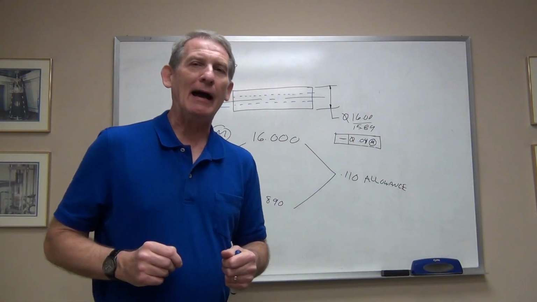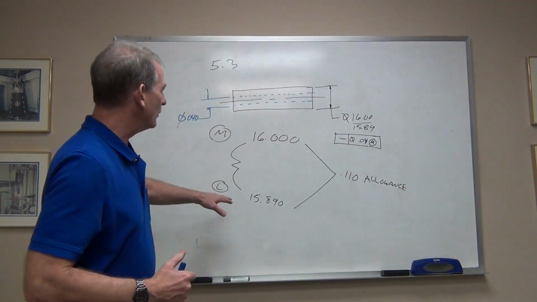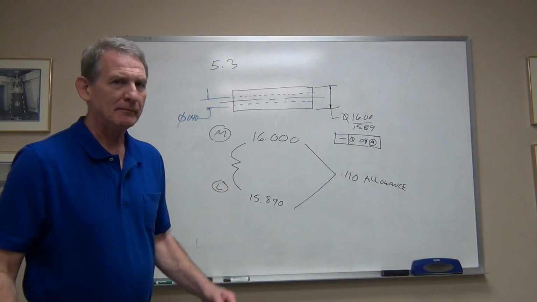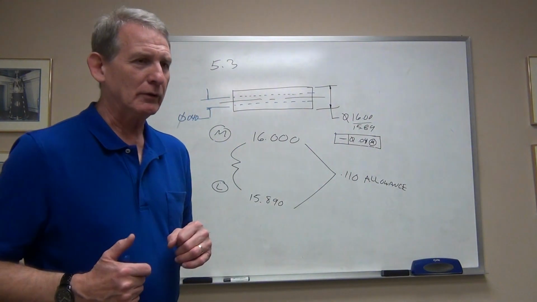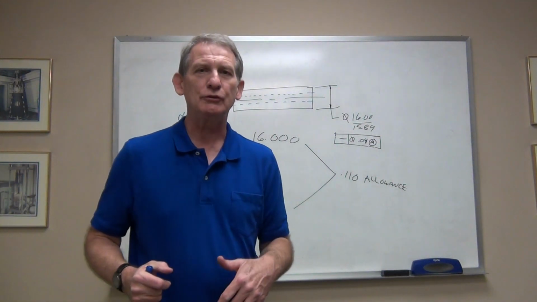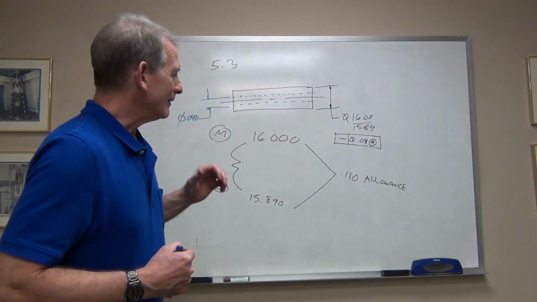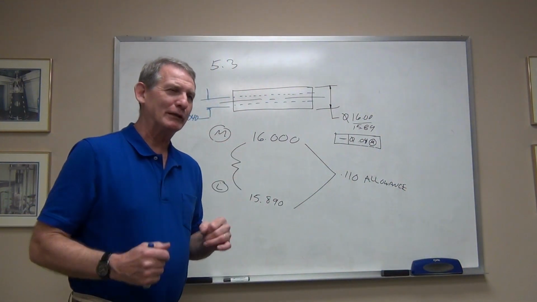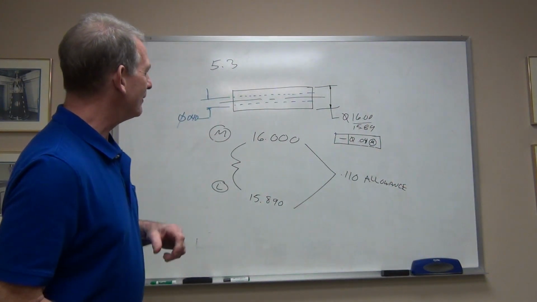If it is not, now of course the only way it can go is it can only get smaller, all the way down to 15.890. If it is not at maximum material condition, the tolerance zone changes in size. This is a powerful, powerful feature. I'll explain why in a minute, but how do we evaluate that?